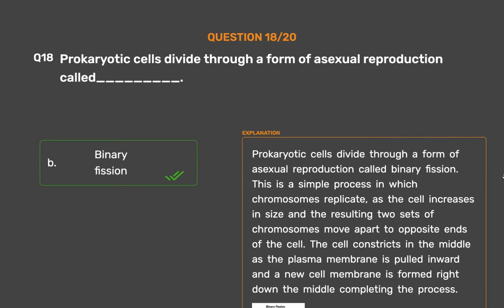Binary fission. Prokaryotic cells divide through a form of asexual reproduction called binary fission. This is a simple process in which chromosomes replicate. As the cell increases in size and the resulting two sets of chromosomes move apart to opposite ends of the cell, the cell constricts in the middle as the plasma membrane is pulled inward and a new cell membrane is formed right down the middle, completing the process.